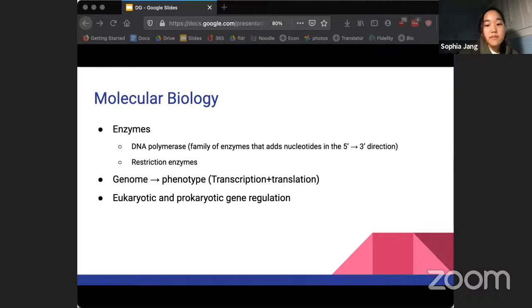There are types of gene regulation in both eukaryotes and prokaryotes, such as microRNA, which are small, non-coding RNA molecules that function in RNA silencing and also post-transcriptional regulation of gene expression.